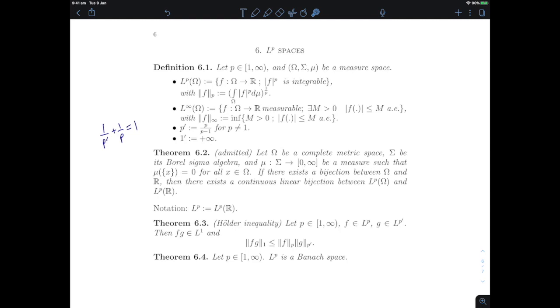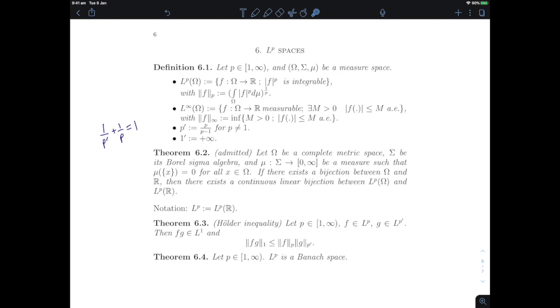And whenever you have a reasonable non-atomic measure on a measure space, then isomorphically as Banach spaces, your LP spaces will just be isomorphic versions of LP of R. So because of that, we're only going to focus our attention in this chapter, which is an example chapter anyway, on LP of R.